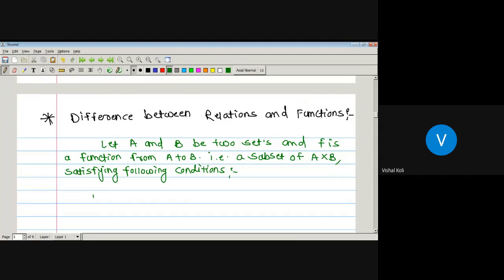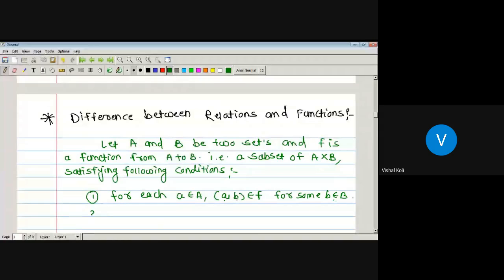First one, each A belonging to capital A is mapped on some element B under the function F, for some B belonging to capital B, which is from the definition of function. If you take any element A belonging to capital A, then it has a unique image in capital B. So under function F, this element A is mapped on B, where B is belonging to capital B.